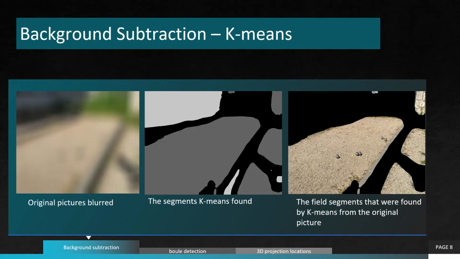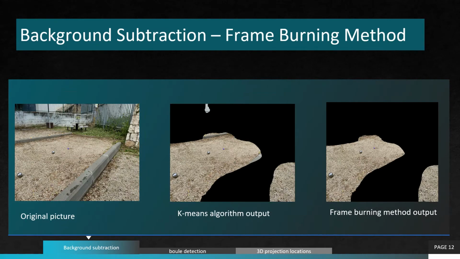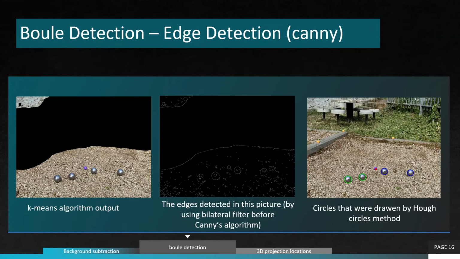Our image processing part starts with a background subtraction. We blur the original picture and use the K-means algorithm to detect the field segment. Later on, we use the frame burning method to subtract the noise beside the field segment. We use this method because most of the noise is commonly located on the field borders.